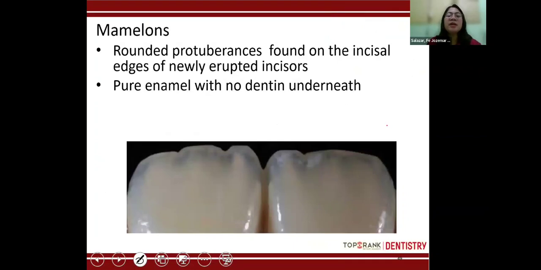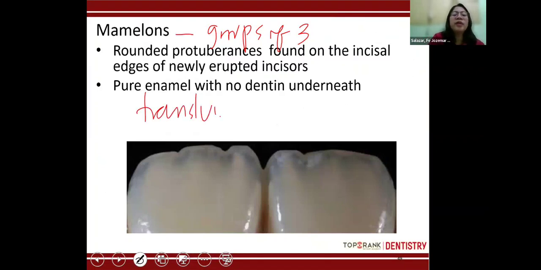Okay, now mamelons, they are rounded protuberances found on the incisal edges of newly erupted incisors. Mamelons always develop in groups of 3. Okay, why? Because they came from your 3 labial lobes. Kaya laging tatlo yan. So they are made of pure enamel. Okay, that's why they are translucent with no dentine underneath.